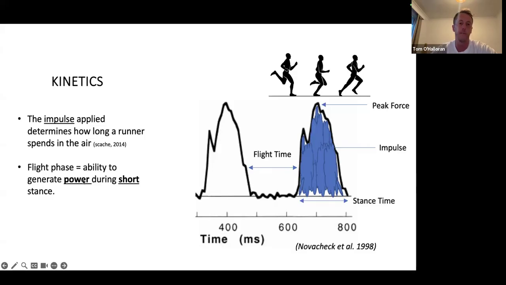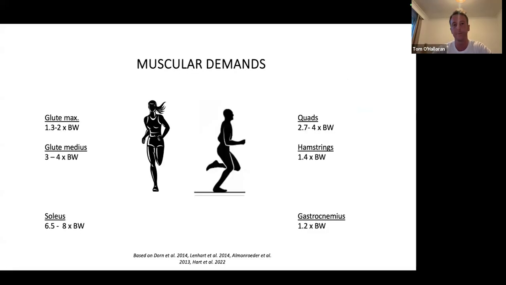So the flight phase of running is down to that ability to generate power in the right direction. It can't just be straight up. It has to be horizontally directed as well during that short time in stance, and that's determined by impulse. Again, a little bit too biomechanical for me. I just want to know what I need to know, that I probably need to assess someone's power.